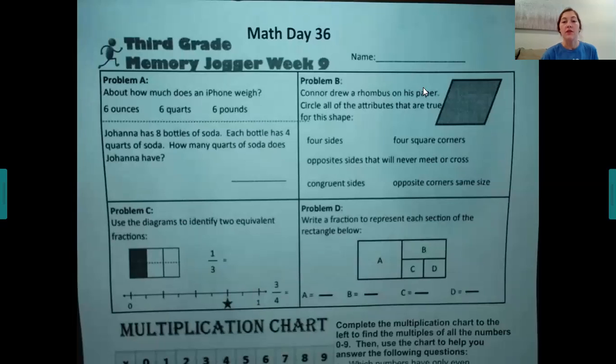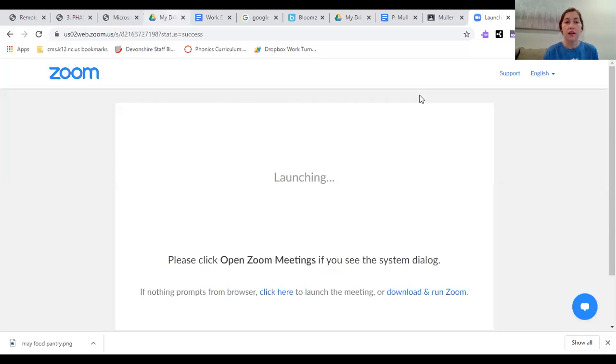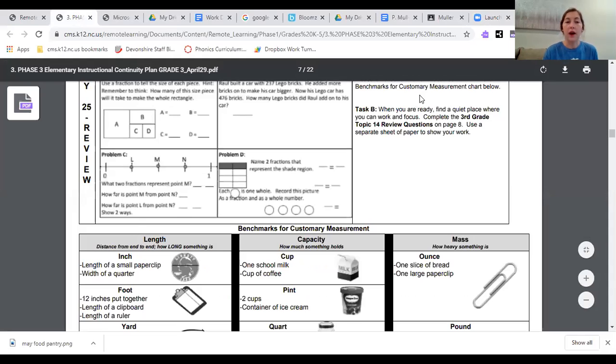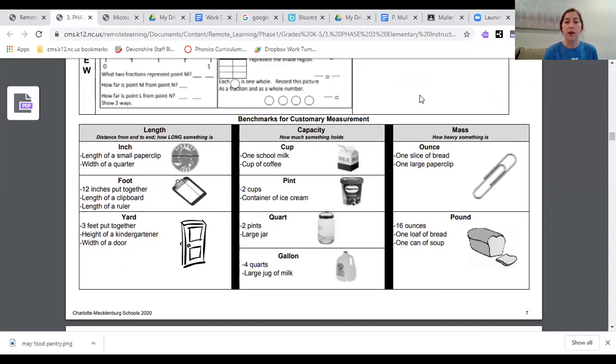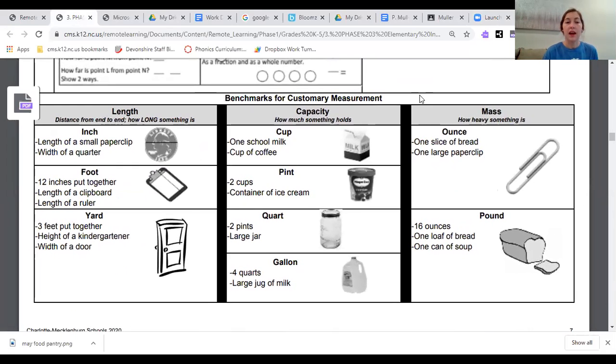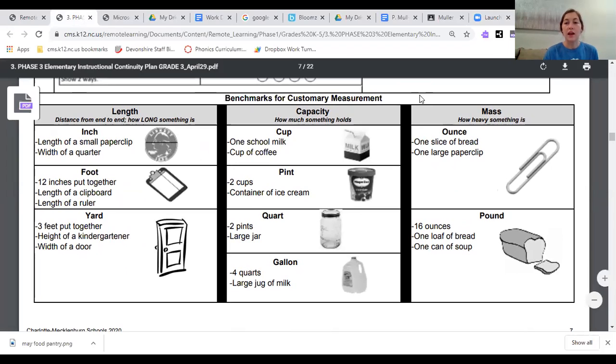And so if you need a reminder, you can go back in your old packet, days 21 through 30, and it tells you a little bit more about measurement. So I'm going to show you where you can find that. If you go in your old packet to where it says day 25 review, right underneath it should have your benchmarks for customary measurement. And so here it tells you how we measure length, capacity, and mass.